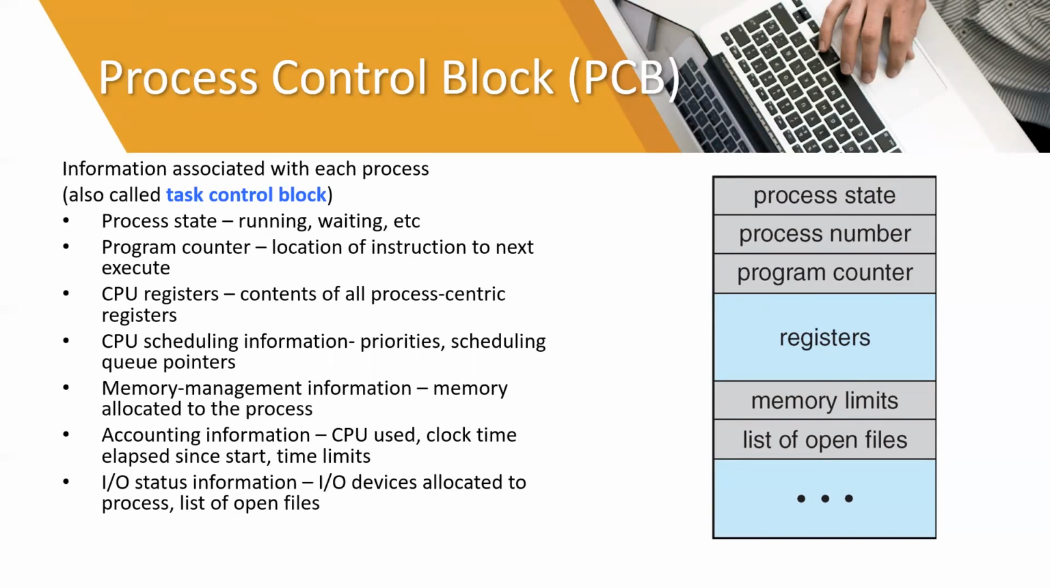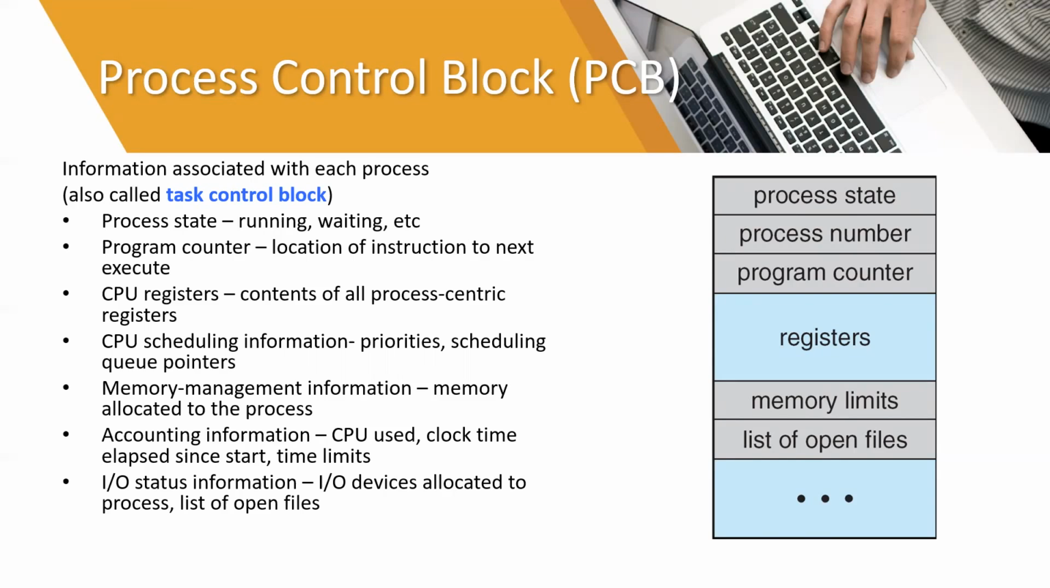The first one is the process state, which means the process is running or waiting, etc. The next one is the program counter, the location of the next instruction to execute. Then the CPU registers, which contain all process-centric registers, and the CPU scheduling information, meaning the priority and scheduling queue pointers. And the memory management information, meaning how much memory is allocated to the process.